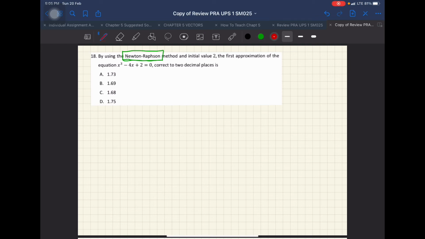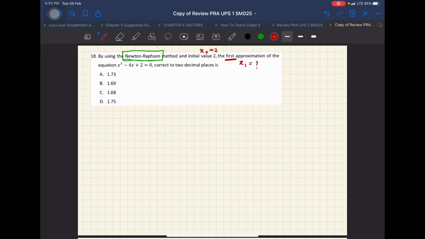Okay, and initial value 2. Initial value means that x0 is equal to 2. Okay, and then dia minta kita the first approximation of the equation. So apa maksud first approximation? First approximation means that awak hanya perlu buat iteration in the Newton-Raphson method for just one time. So awak ada x0, awak hanya perlu cari x1 sahaja. First approximation is x1 equal to apa? Itu saja yang awak perlu cari.